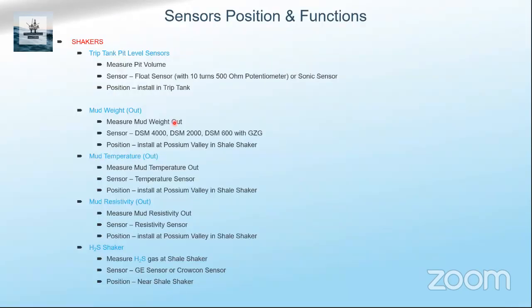Then, as I have already mentioned about the pit sensors, this is a shaker area. We call it shaker. It's not necessarily at the shaker, but the pits are there. Trip tank, which I have already explained. This is a very old type. These are all types. Float sensor. We had this float type at that time with the potentiometer. This is a very old type. Then the sonic. Then the Vega sensors. There are various versions.